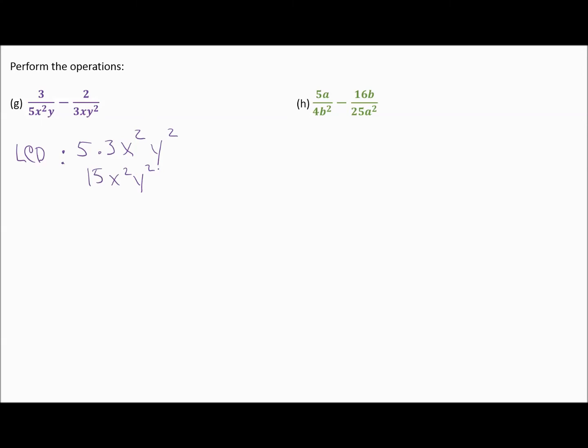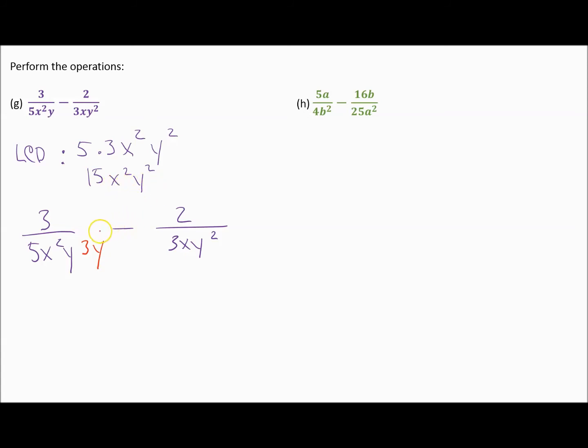Okay, now what we have to do is take our problem, I'm going to write it a little bigger, and build our common denominator. So I'm going to do this in a different color so you can see it. So to turn a 5 into a 15, I need to multiply by 3. An x squared into an x squared, we're already there. But a y to a y squared, I need to multiply by y. So if I multiply 5x squared y times 3y, it'll turn it into 15x squared y squared.